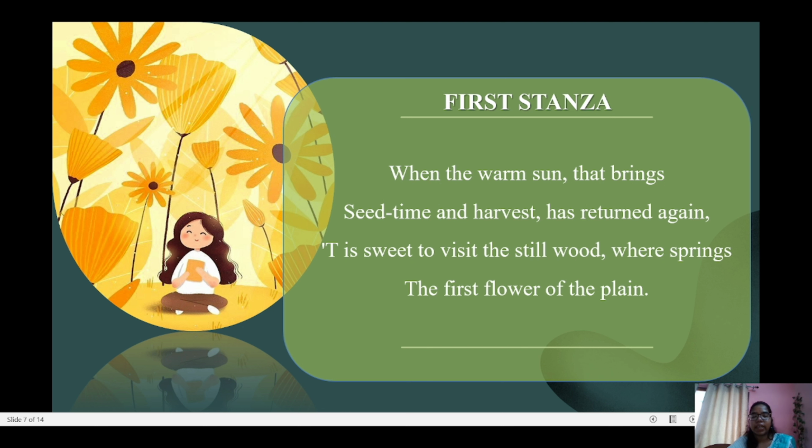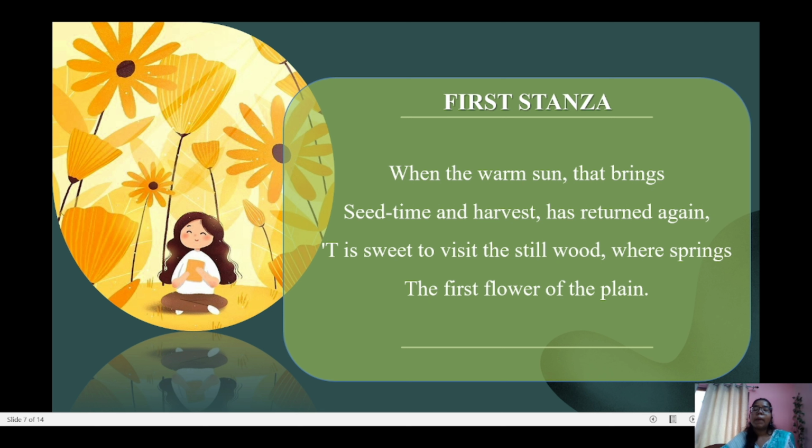Now, in the next line, when the season of spring rolls around, the poet suggests that there's a particular charm in venturing into the tranquil woodlands. That is what he is talking about. Still wood means silent wood. So he says that there's a particular charm in venturing into the tranquil woodlands.